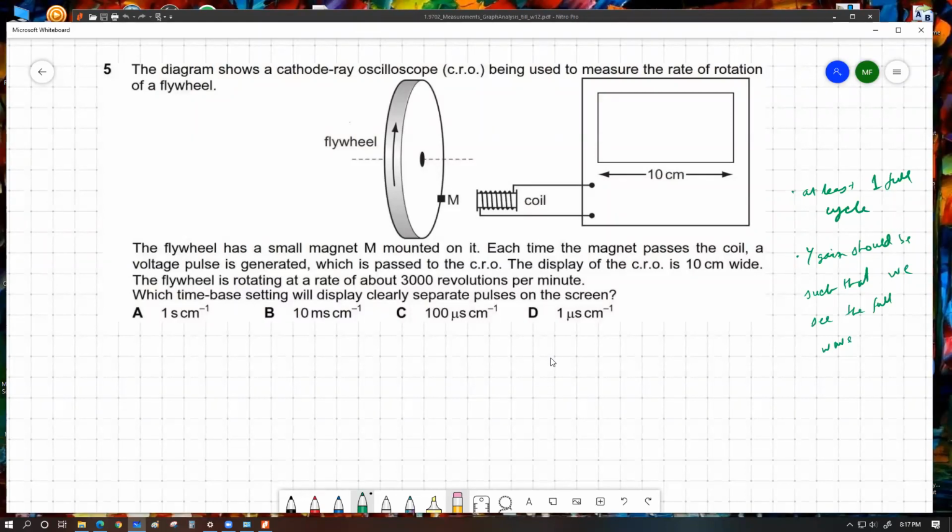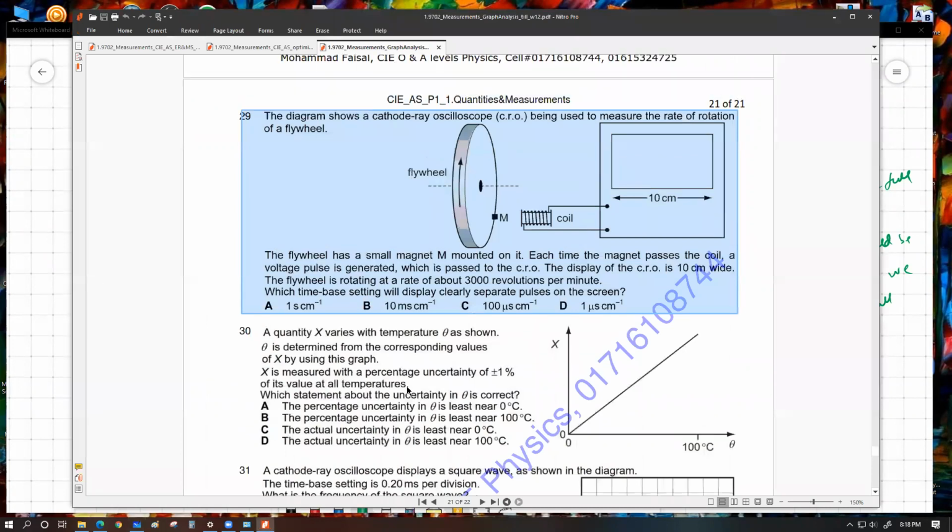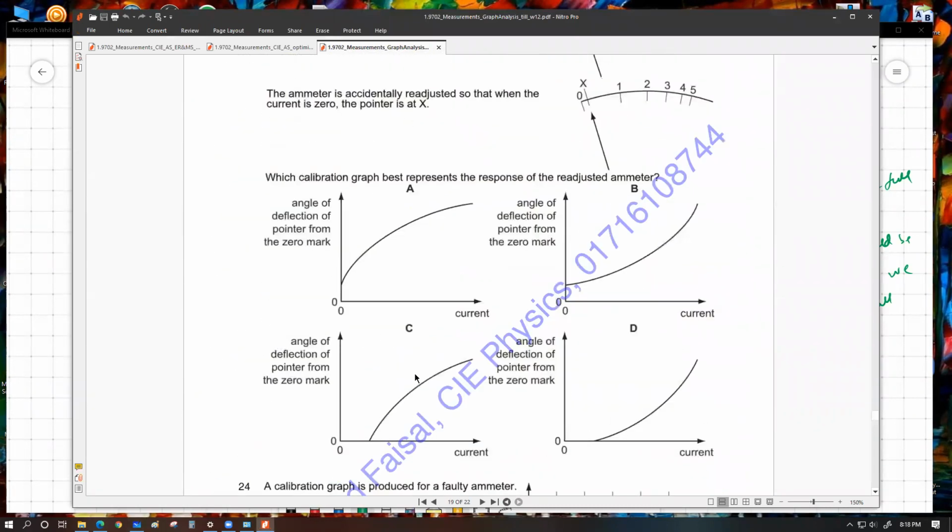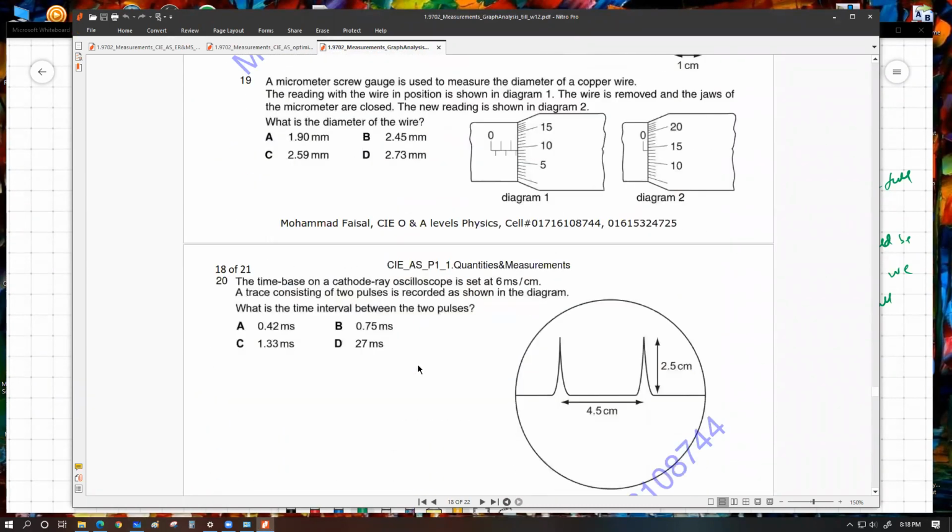Here we notice one thing. The question says that the flywheel has a small magnet M mounted on it. Each time the magnet passes the coil, a voltage pulse is generated, which is passed to the CRO. The display of the CRO is 10 centimeter wide. What kind of wave do we expect for this? That type of wave that we should have on this graph might somewhat look like this. We have a graph here, so I might as well draw something like this.